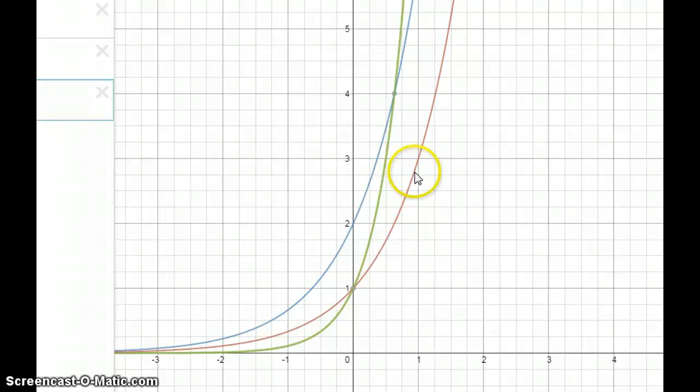So here is our base function, this red one. Here our blue one has that a value of 2, so your y value is doubled. And then with our green one, your x values were divided by that b factor, or divided by 2. So it had that horizontal stretch for this green one, and a vertical stretch for your blue one, okay? So now let's write this into some sentences.